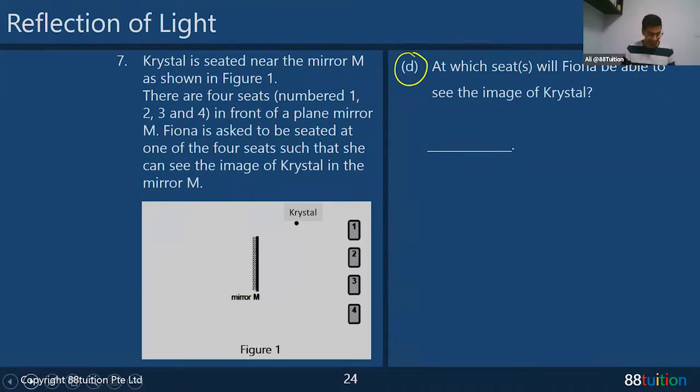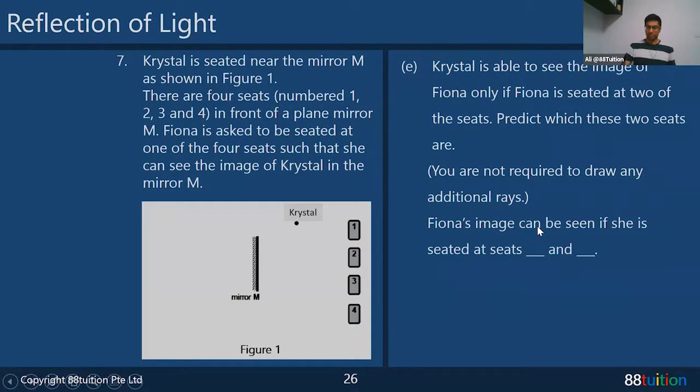Okay. Next. So we have bonus question E also. Crystal is able to see the image of Fiona only if Fiona is seated at 2 of the seats. Now, this is the other way around. Your friend is going to see you now. Just now you saw your friend's image. Now your friend wants to see you. Can she see you? Maybe not. Depends on where you are seated, right? Can only see you if you are seated in 2 of the seats. So which 2 seats are those? Also, you need to be able to tell me next week.